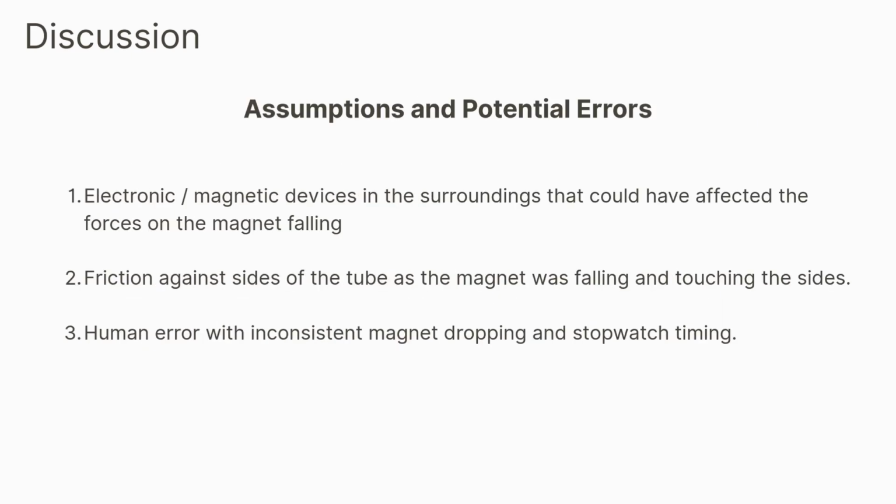Some potential errors are that the electronic and magnetic devices in the surroundings could have affected the forces on the magnet. One example is the friction against the sides of the tube as the magnet was falling and touching the side. That's an external force that we didn't account for in the computer simulation, but definitely could have affected the time. And then also human error: inconsistent magnet dropping, different orientations, or even the stopwatch timing. We weren't super accurate with that.